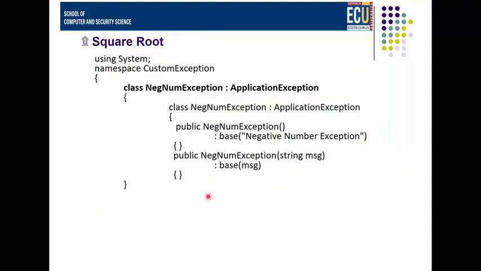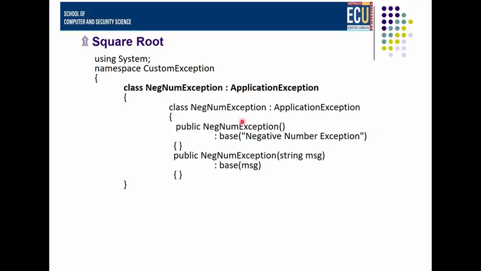So we can handle this by creating our own exception classes. For example, over here, instead of using the default exception, I'm creating my own class which is NegativeNumException. If the user enters a negative number, I will raise this exception. This class inherits all the features of ApplicationException. So this is the class I have created, and then in future I can use this class in my main logic.